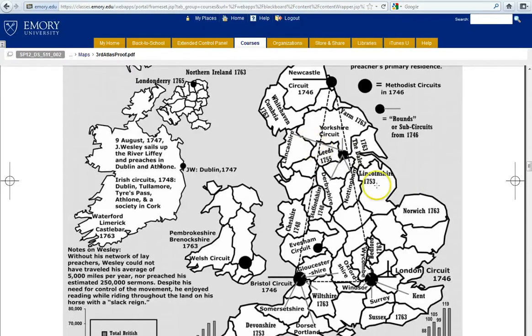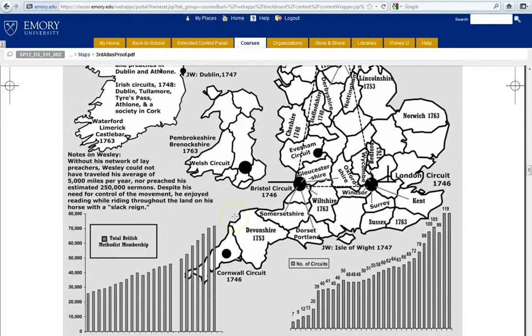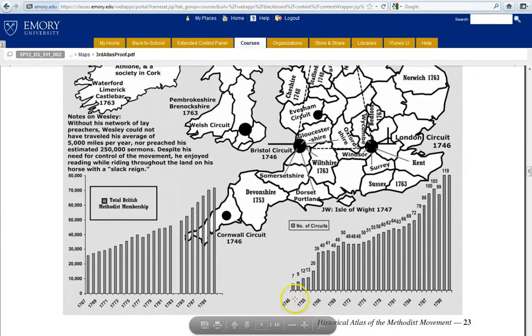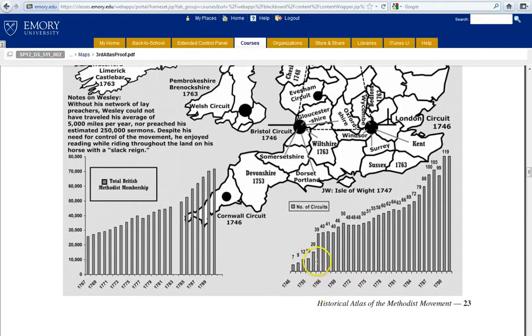Here out of Yorkshire, you see various small tentacles of connectionalism beginning to reach into the areas of Yorkshire, and then even in the Cornwall circuit as well. If we look at the rather steady membership of this period, particularly look at the circuits meeting from 1746 through 1758 in our consolidation period, you really don't see large numbers of circuits at that point. It's really in what Heitzenreiter calls the maturing of Methodism, 1758 onward, that you begin to see steady increases in the number of circuits, and then a commensurate increase in total British membership there.